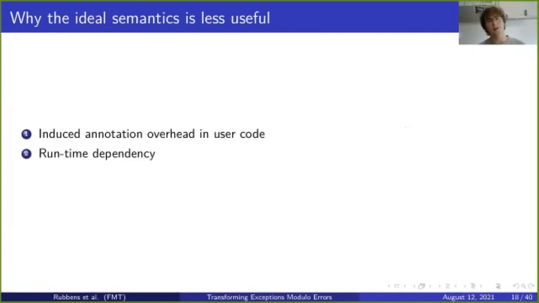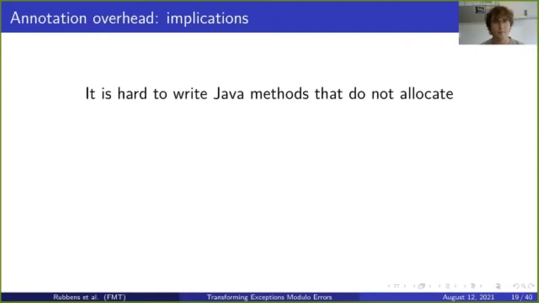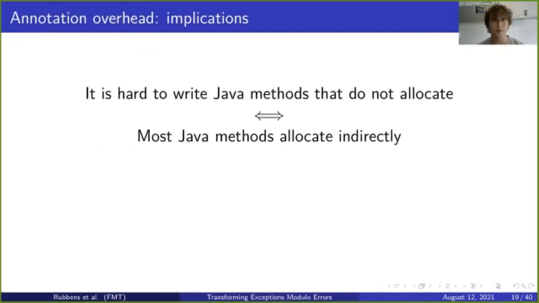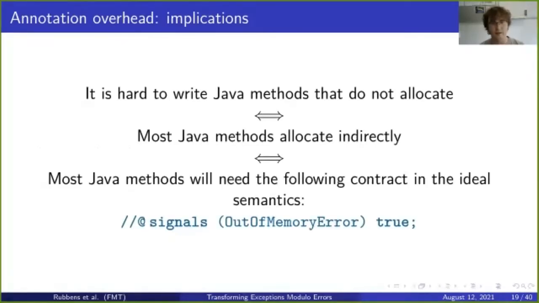However, we think the ideal semantics would not be useful to implement in the verifier, namely for 2 reasons. First is the reason of induced annotation overhead in user code. And second, there will be the problem of the runtime dependencies. So as we showed earlier, it is hard to write Java methods that do not allocate. From this we conclude it is likely that most Java methods allocate at least indirectly. And from that we conclude that most Java methods will at least need the following contract in ideal semantics.